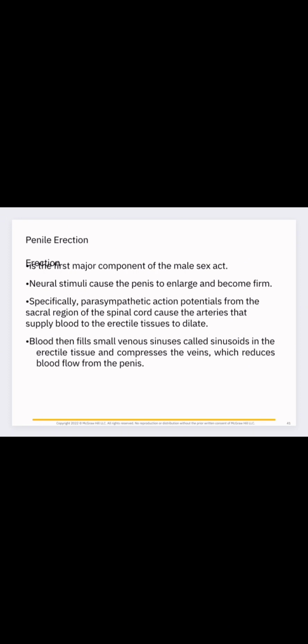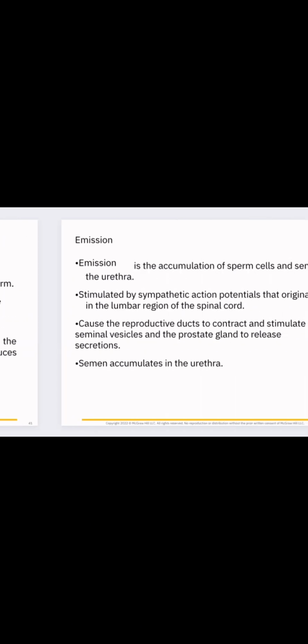Neural stimuli cause the penis to enlarge and become firm. Specifically, parasympathetic action potentials from the sacral region of the spinal cord cause the arteries that supply blood to the erectile tissue to dilate. Blood fills small venous sinuses called sinusoids in the erectile tissue and presses on the veins, which reduces blood flow from the penis.